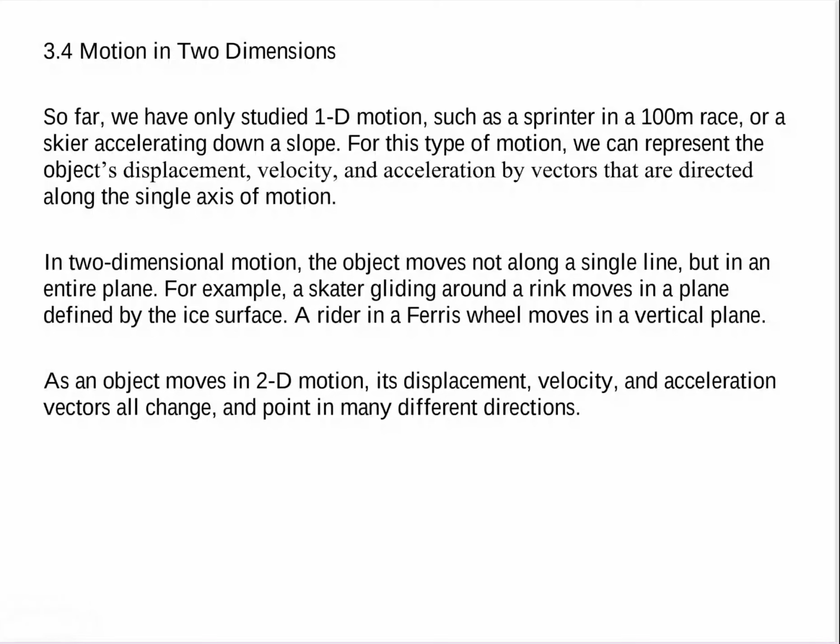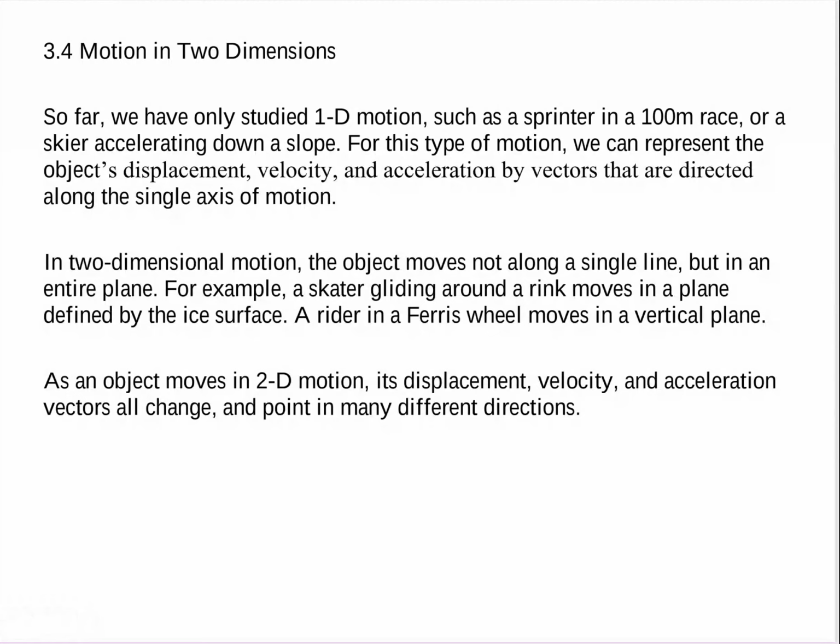Kind of a short one today, motion in 2 dimensions. So finally, we're getting to the 2-dimension stuff. It's only been 1 dimension really so far. The sprinter in the 100-meter race, the skier going down a slope. We tip the axes sometimes to make it a 1-dimension problem rather than 2-dimension. We can represent the displacement, velocity, and acceleration by vectors directed along the single axis of motion.